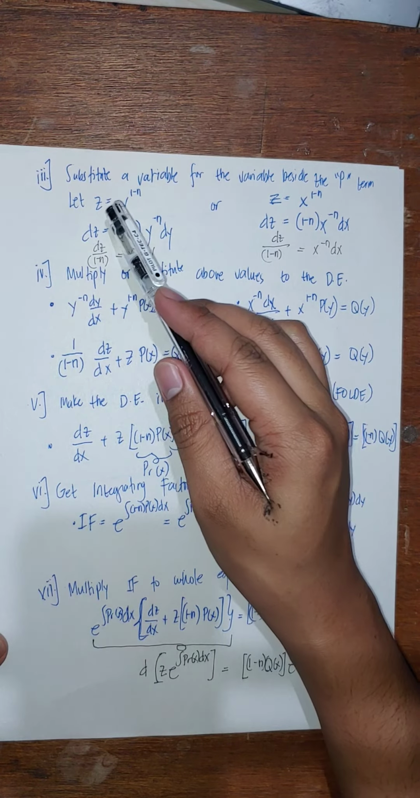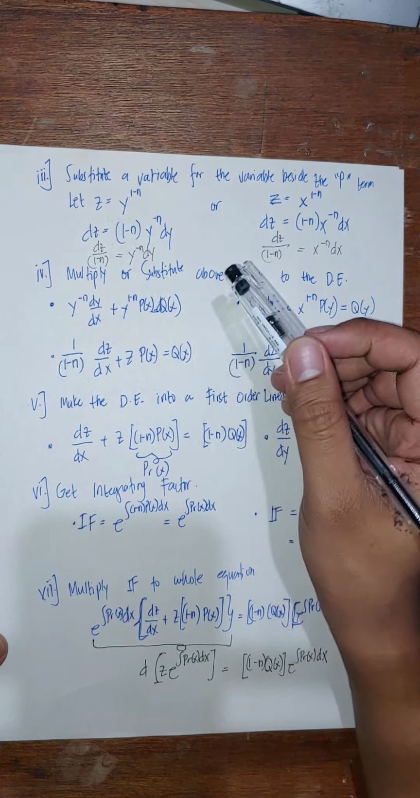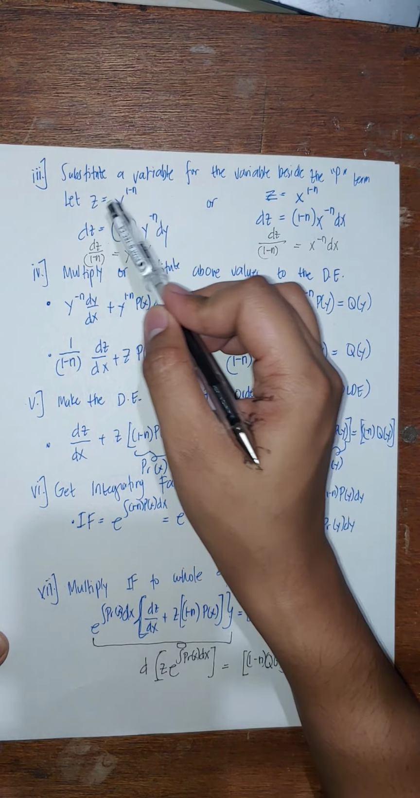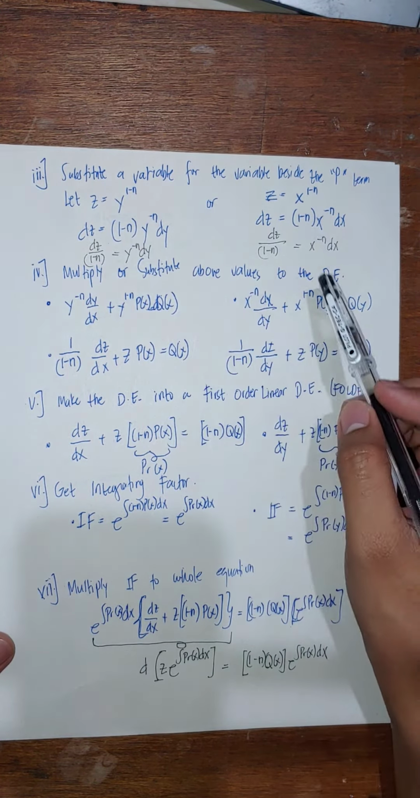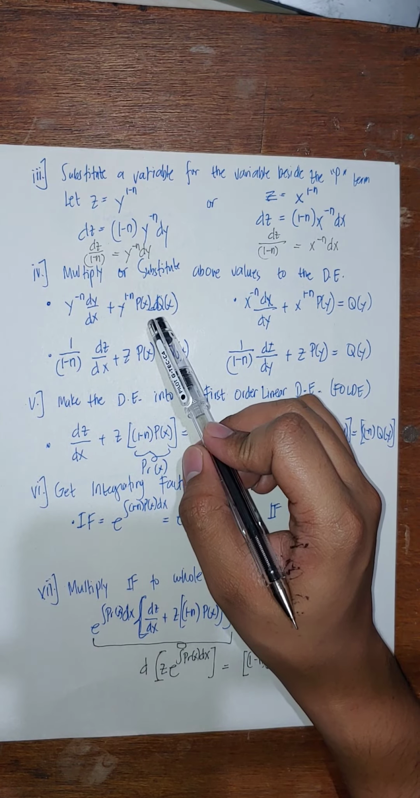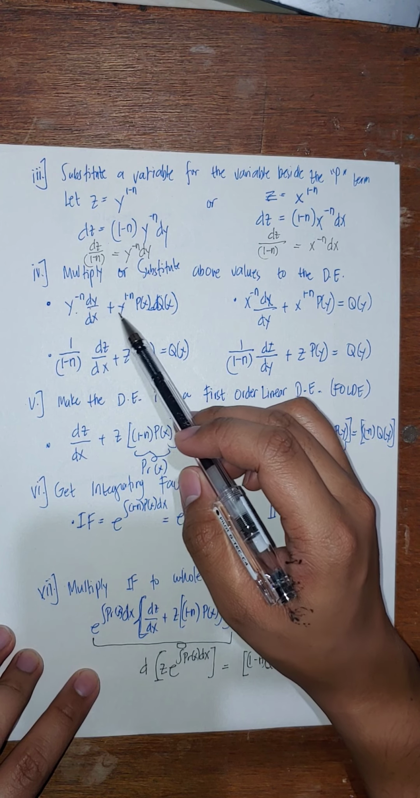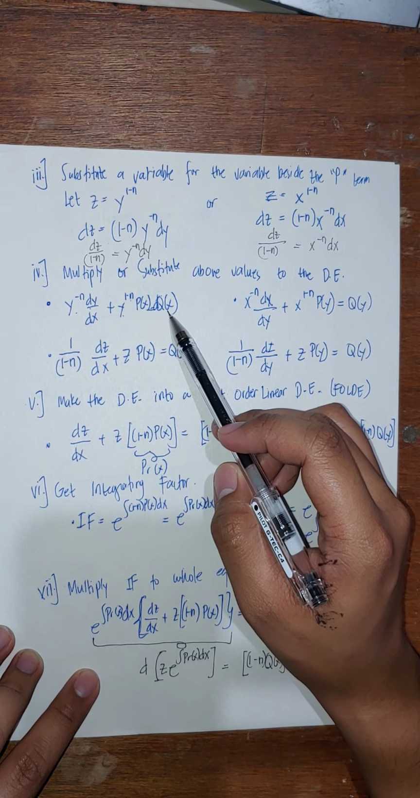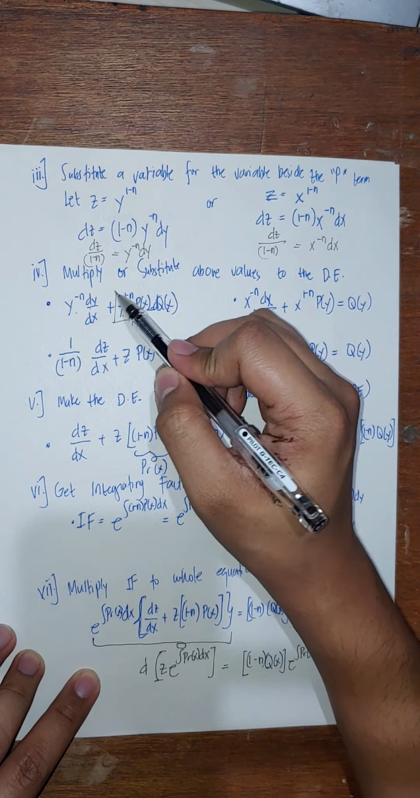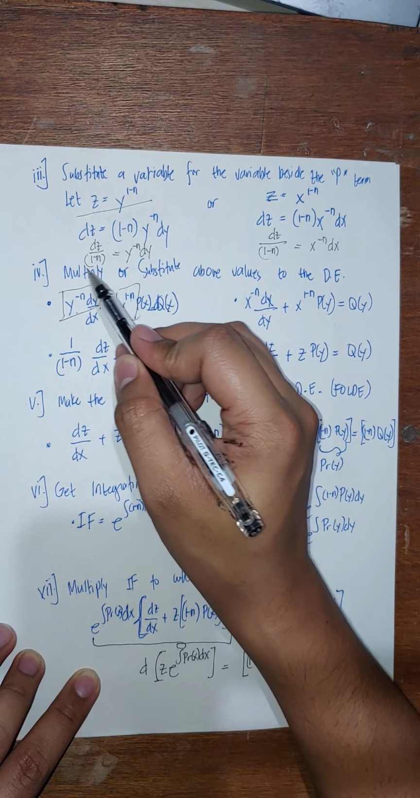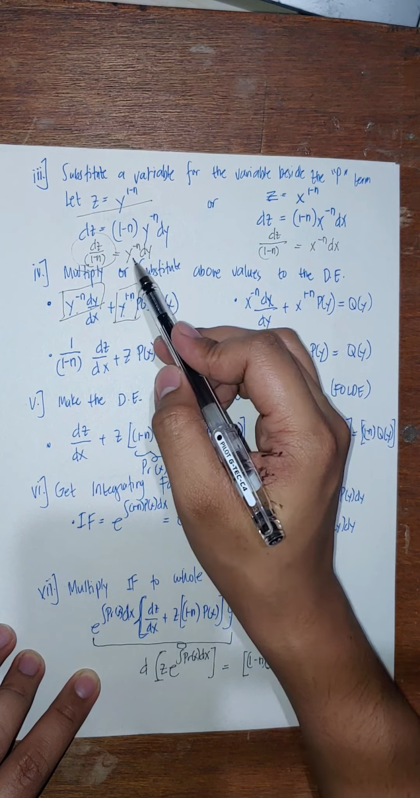So after nimo nga nanatay z and then dz over 1 minus n, so kani siya, we substitute the values, kani siya nga values, kaning z ug si kaning y to the n dy, to the katong existing differential equations. If you remember, di ba, y to the n dy over dx plus y to the 1 minus n p of x equal to q of x. So kani siya, di ba, gihimo na to siyang z. And then this one here, we have this one dz over 1 minus n, iyang equivalent.